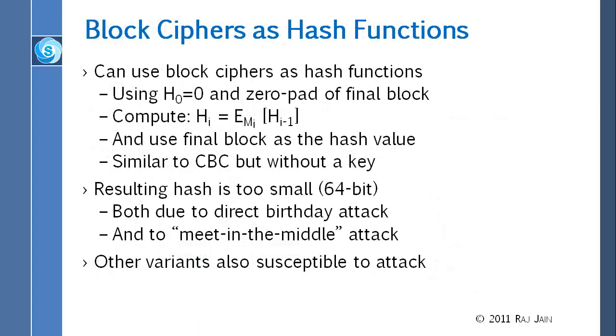So H0, you could use initially a value 0 and pad the final block, and then you could compute the encrypted value of H_(i-1). That will give you the cipher text H_i. And again, I would have used the letter C rather than H, but anyway, the book uses H. So you keep getting cipher text using the key M_i, and then you use the final value as the hash value. The resulting hash is too small.